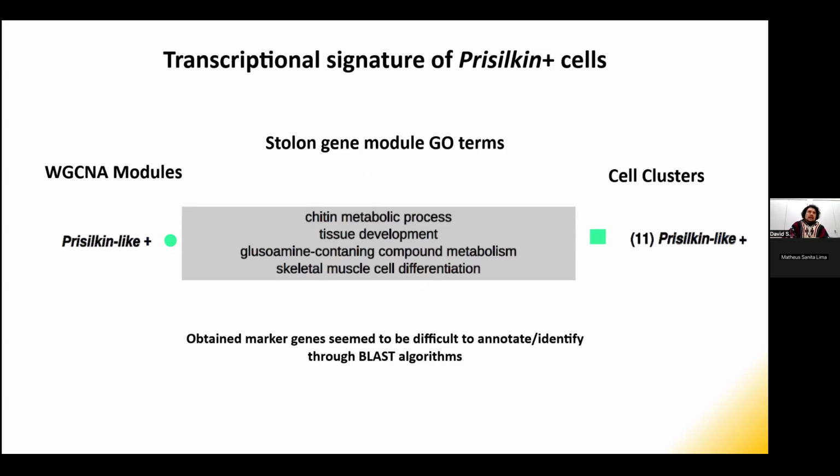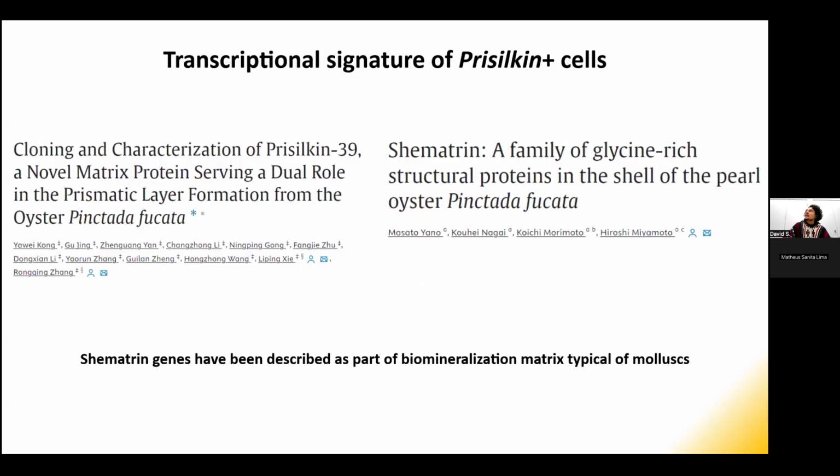But first, when we look at the genes that weren't giving any match to any known annotated gene in NCBI, we see that they have been previously described as a crucial part of the biomineralization matrix, typically in mollusks. So we see here the pre-silkin 39 and the schematrin, which is a family of proteins that are very rich in glycine repeats.